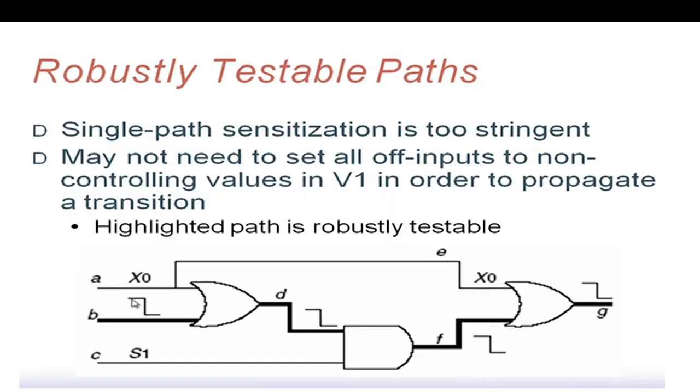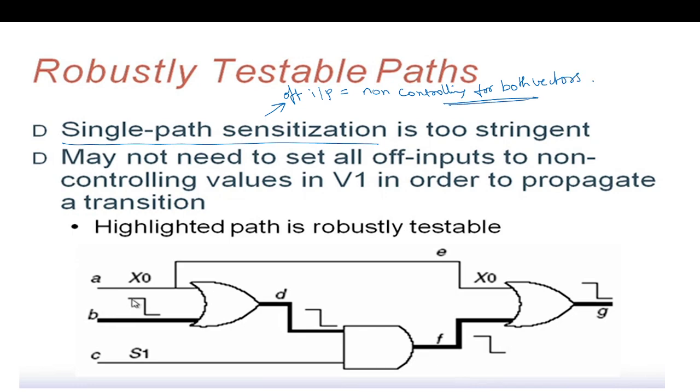So next we have the robustly testable paths. The single path sensitizable condition is too strict. In the single path sensitization, the condition was that the off path input should be non-controlling for both the vectors.